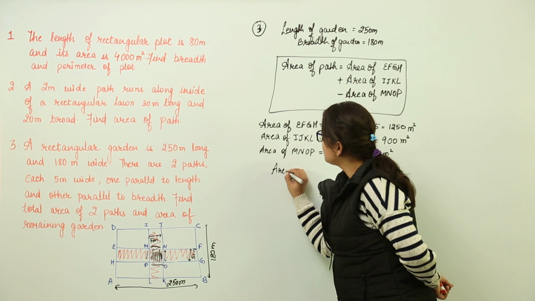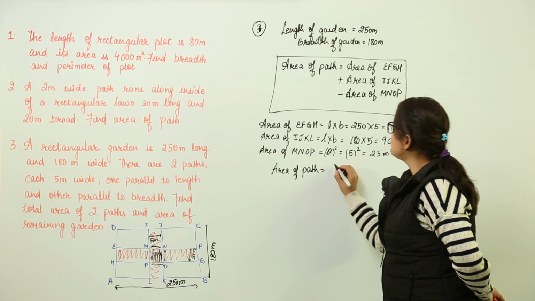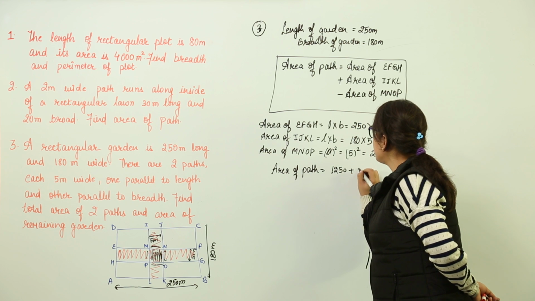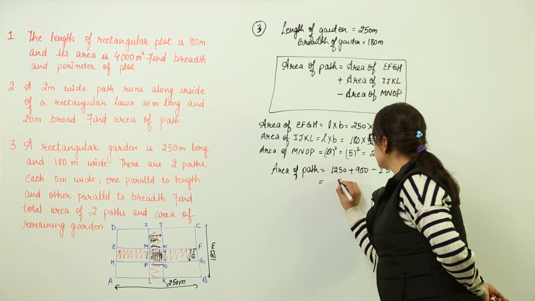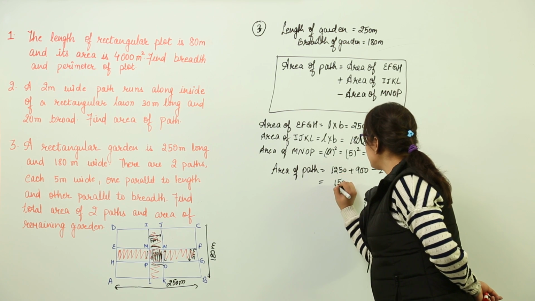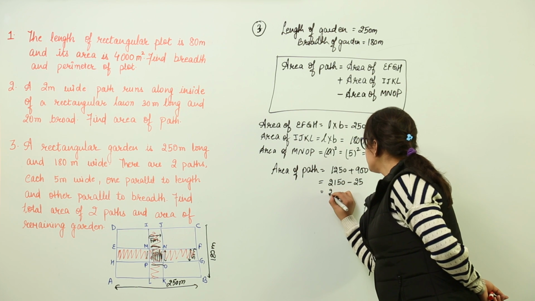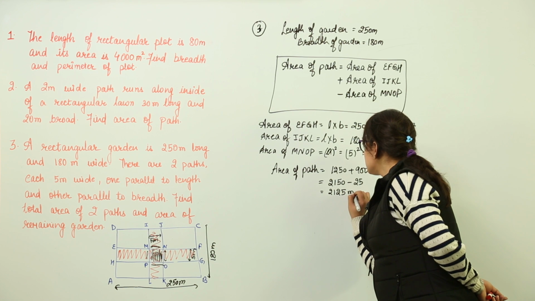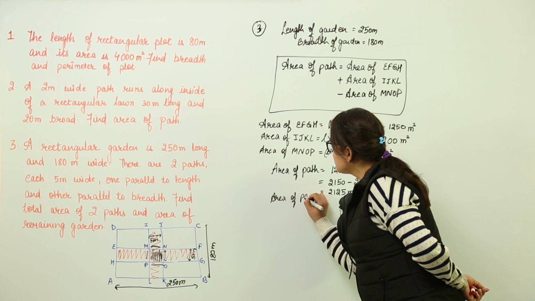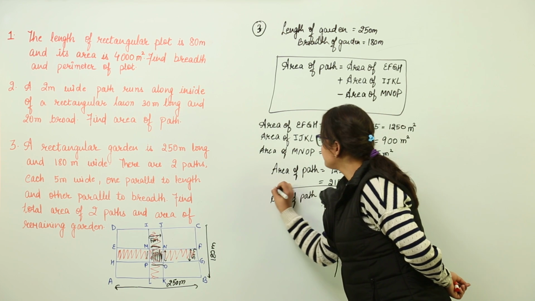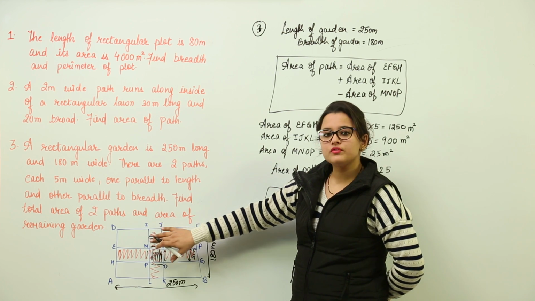So we'll find out the area of path equal to sum of these first, 1250 plus 900 minus 25. On adding these two, you get 5, 0, 9, 10, 11 and 1, that is 2150 minus 25, giving us 2125 meter square. This was the area of path to be calculated. This is only half of the question. Why? Because there is another part left to be calculated, which is area of the remaining garden.